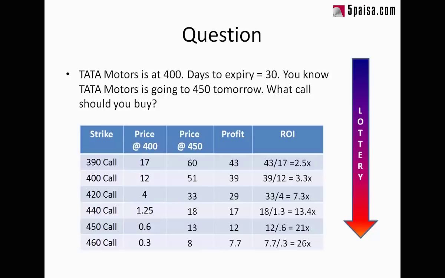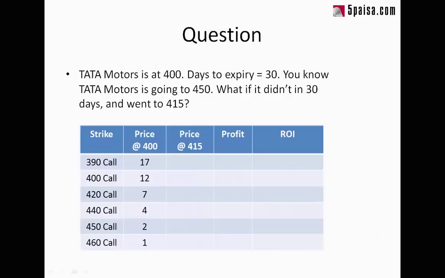We'll see why exactly I'm not saying this is a great idea in the next slide. In this case, we assume that the stock moved 12% in a single day. Let's make things a little more realistic. Instead of going 12% in a single day, let's say this stock went around 4% in a month, so that's like 415 in 30 days. So what happens if Tata Motors ended at 415 on expiry?